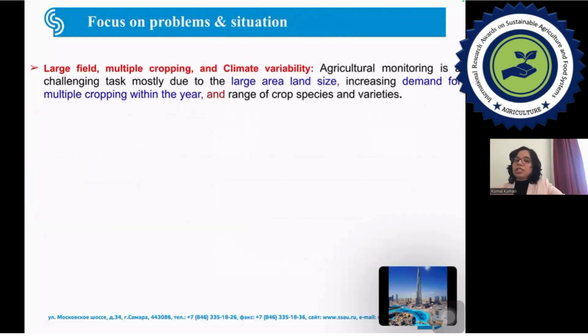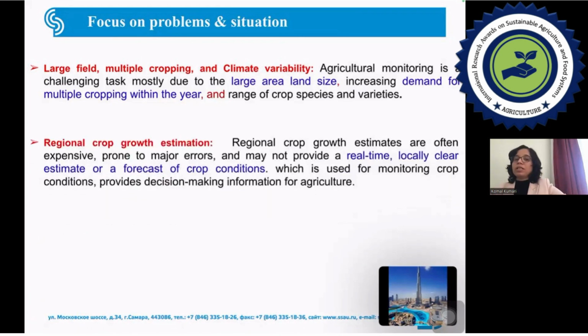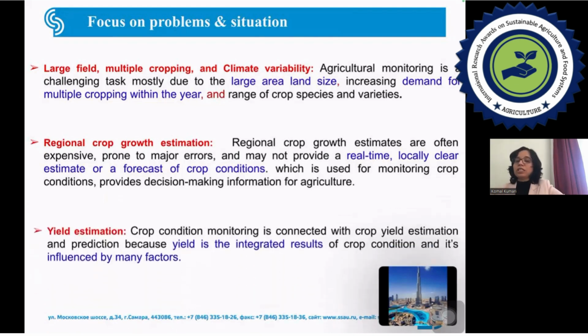Agriculture monitoring is a challenging task mostly due to the large land area, multiple cropping in one year, and climate variabilities. The second problem is regional crop growth estimation, which is very expensive, prone to major error, and may not provide real-time accurate information about crop condition. And third is how to improve yield estimation.